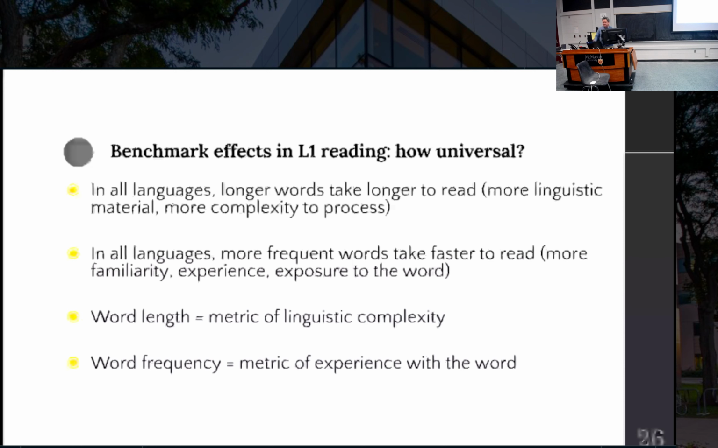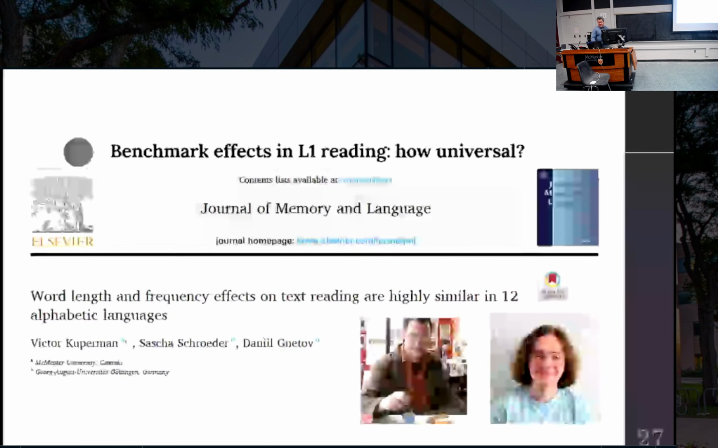The word length effect is there because the more linguistic material we have, the more letters, sounds, syllables, morphemes there are in the word, the more complex it will be to process. And the word frequency effect is associated with either familiarity of a reader with the word or their experience with the word. The more we've seen it, the more exposure we have to the word, the faster this recognition will be. So we're looking at a metric of linguistic complexity and a metric of experience with the word. Now we want to know how universal they are, and this is the subject of a follow-up paper on, well, it says 12 alphabetic languages.